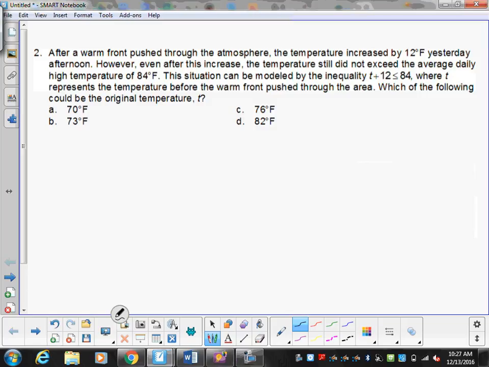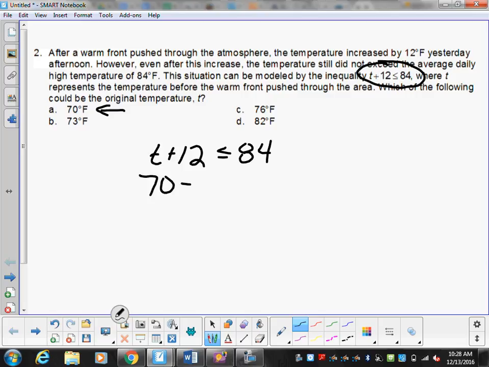The only thing you have to do here is plug in the answer choices into your inequality. So if I start with the 70 and plug it into this inequality, t plus 12 is less than or equal to 84. If I plug in 70 for t, 70 plus 12 is 82. And since 82 is less than or equal to 84, then A is my answer.